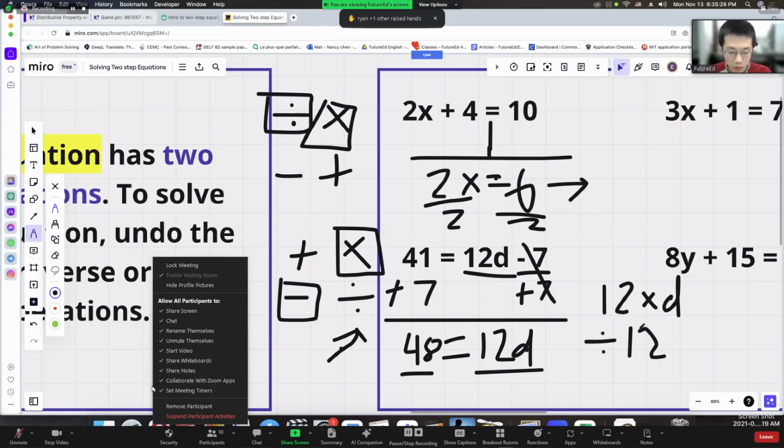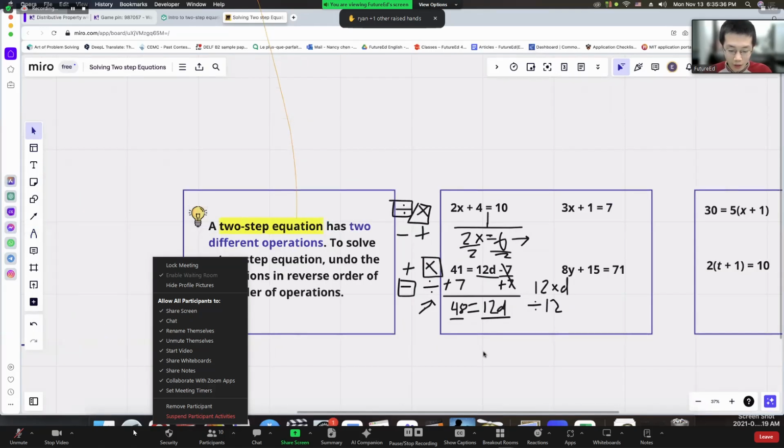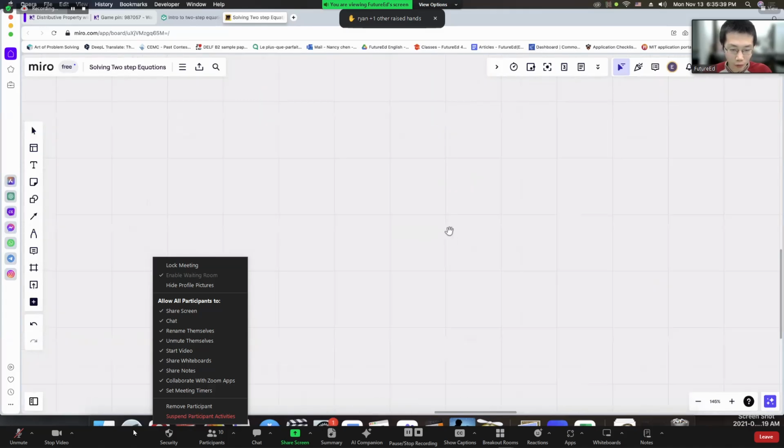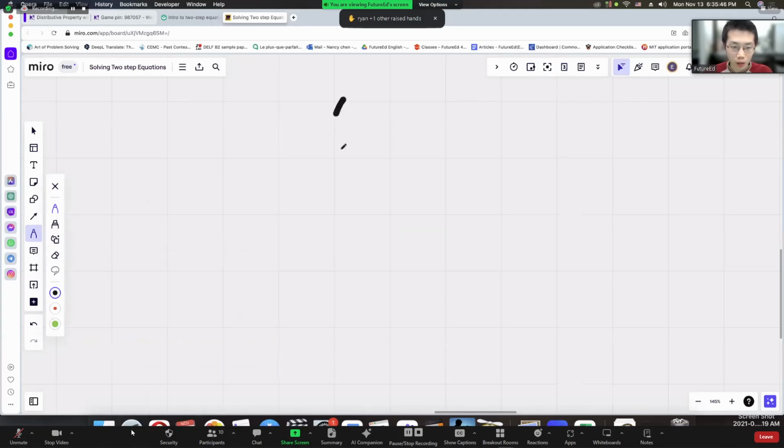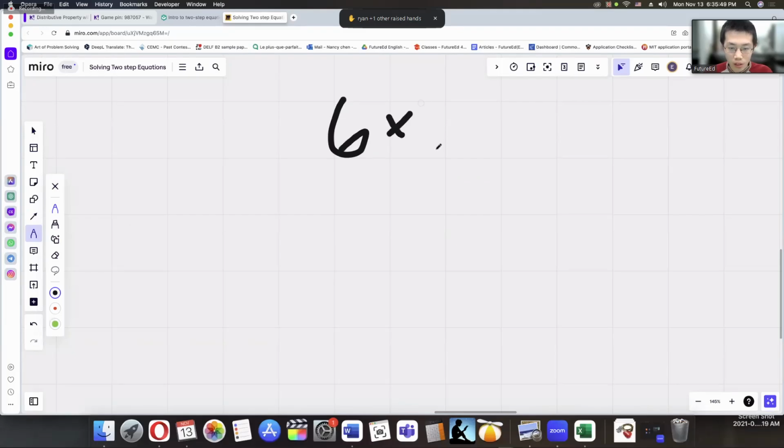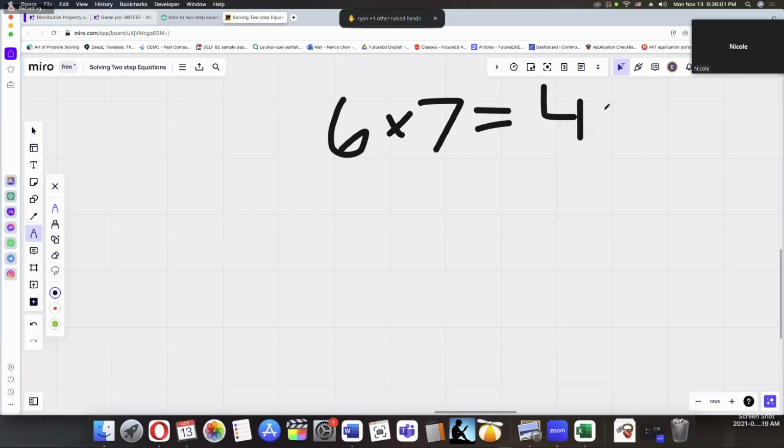Does that make any sense? Are you sure? Okay, let's do something else. Let's say instead of d, I know variables are very abstract, which is why I've actually had some trouble understanding this myself. So let's try 6 times 7. What's 6 times 7, Nicole? Can you tell me what 6 times 7 is? 42. Thank you.